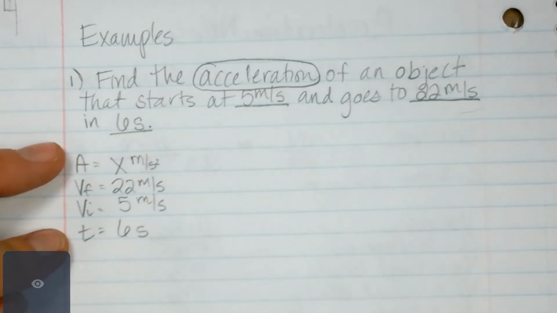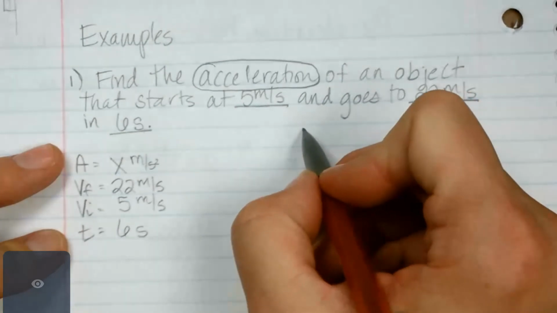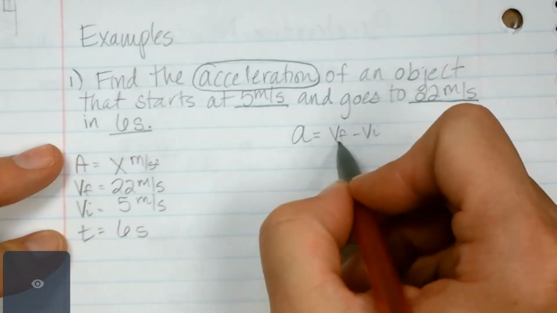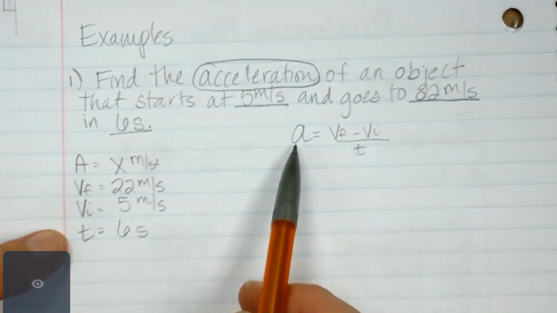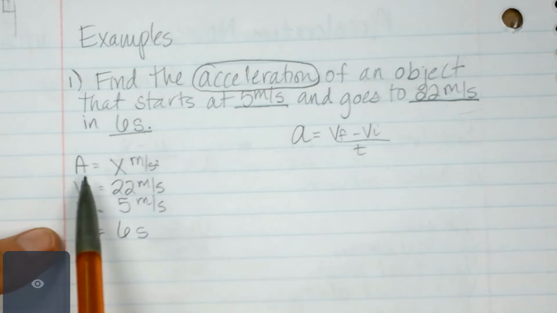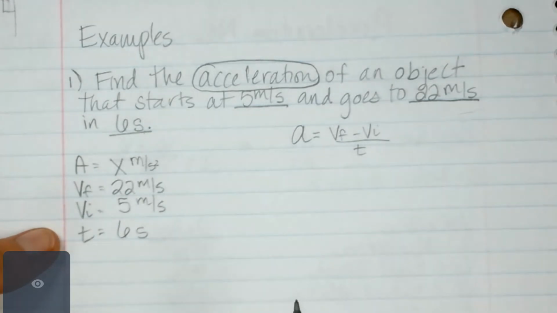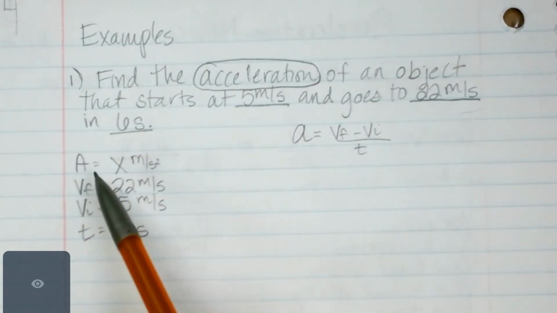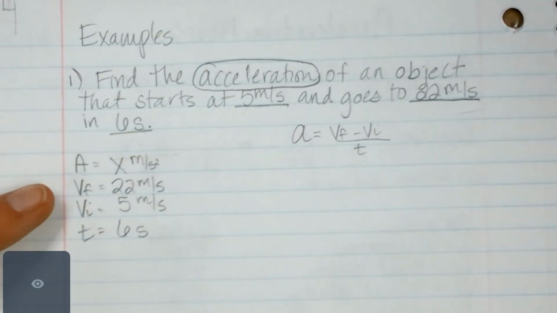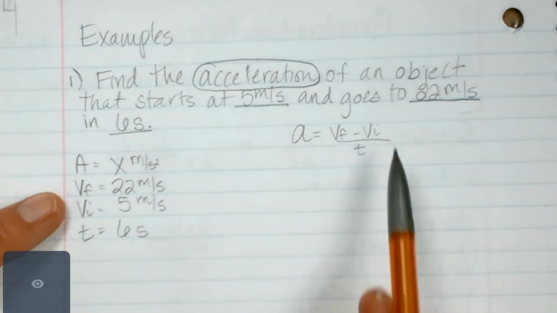Since I'm looking for acceleration, I'm going to use the base equation of acceleration equals VF minus VI over T. Sorry, sometimes I write my A's like this and sometimes like this. Most of the time I do it like this, but it's larger, so consider it a capital A still. Okay, so VF minus VI over T.